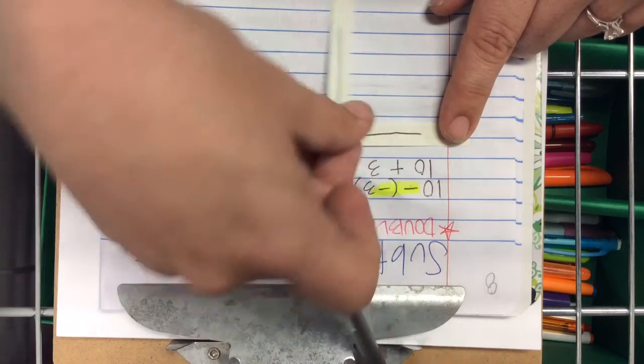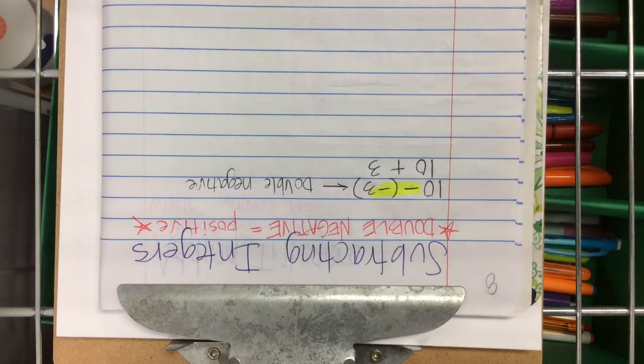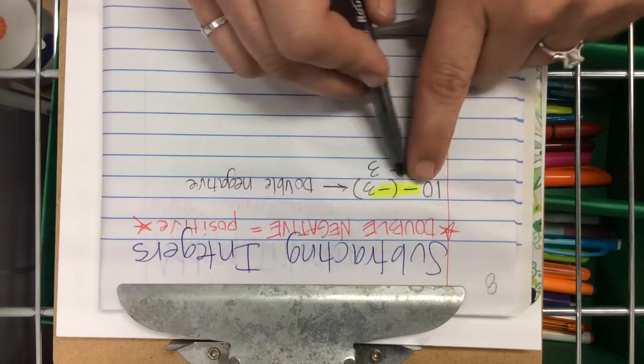Is that the way it is? Mm-hmm. So what's the answer to 10 minus negative 3?